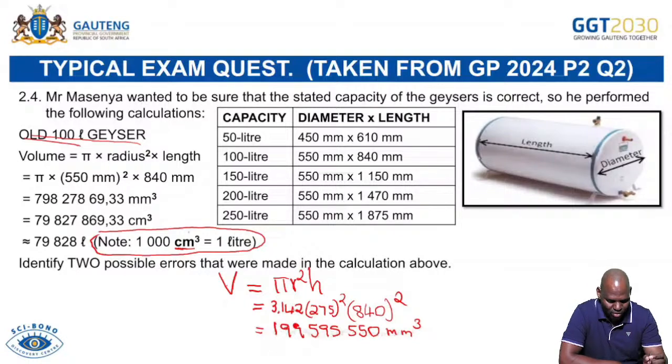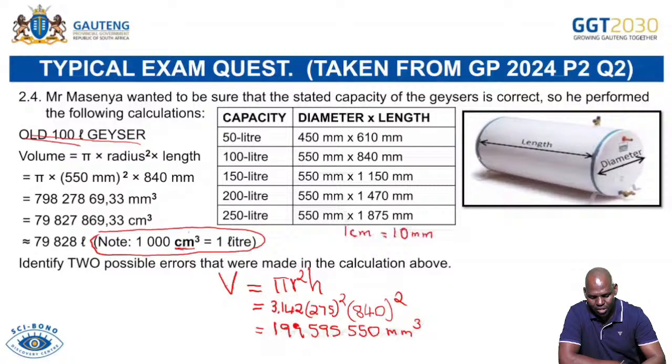Okay, now I need to convert. The conversion factor that is given there is centimeter cubed. The question is, how do I convert from millimeter cubed to centimeter cubed? Let us look at this, boys and girls. We all know that 1 centimeter is equal to 10 millimeters.